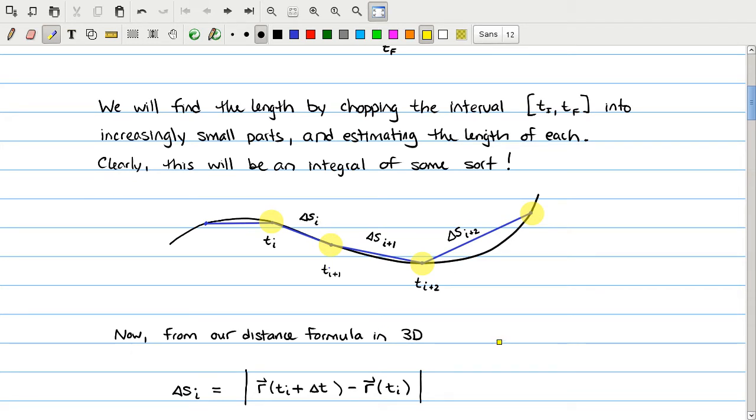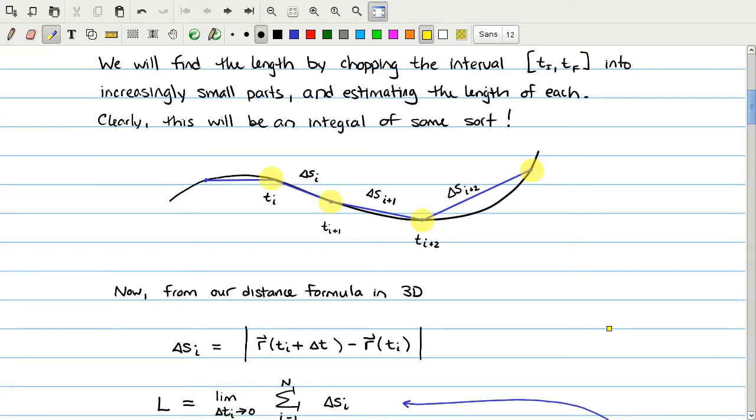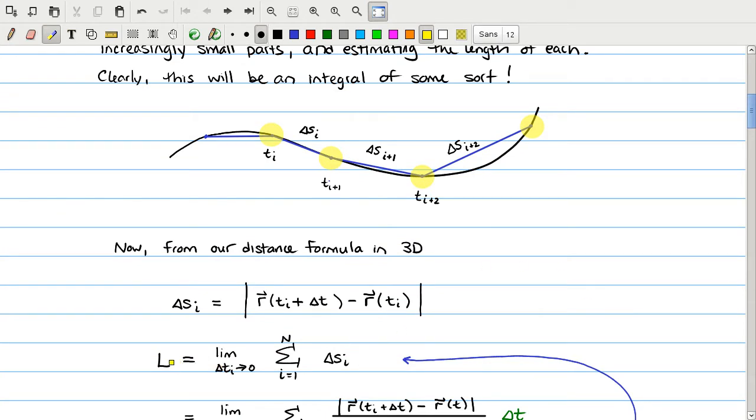So how do we do that? Our distance formula in 3D gives us the length. That linear distance delta s sub i is given by the position at parameter value ti plus 1 minus the position at parameter ti. So it's a vector between those two locations, and it's the magnitude of that vector. It gives us the length of that linear segment, delta s sub i. So we take the length to be a limit as the delta t's go to 0 of all of those little pieces delta s i. We sum them all up.